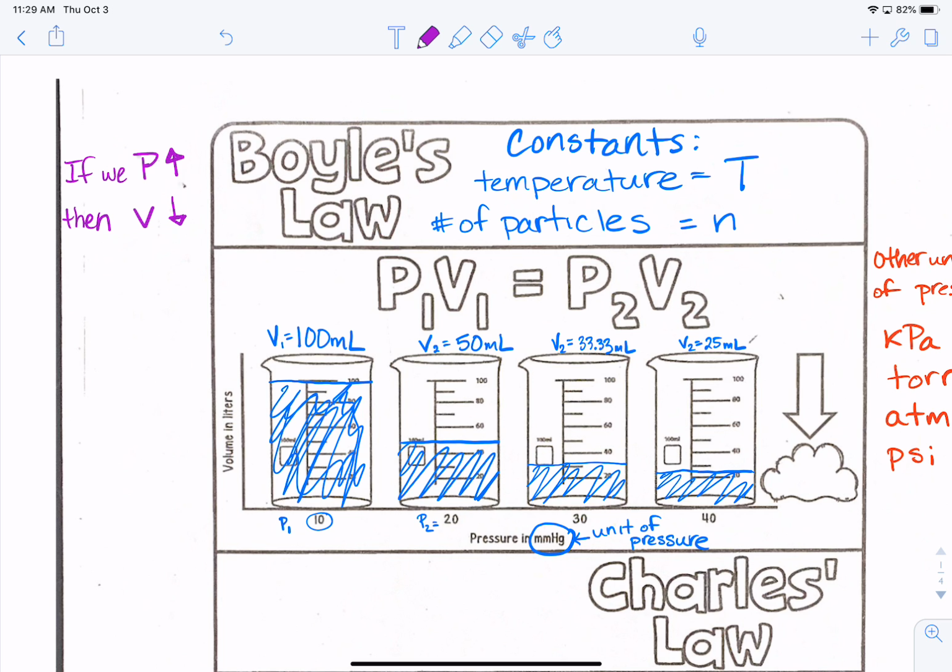This type of relationship, and notice I'm writing this in the left-hand side of the margin because that might be a nice place to write this because you have room. So if we see a pressure increase, then we see a volume decrease. Also, we could say vice versa as well. If we decreased pressure, we would have seen an increase in volume. This relationship is called an inverse relationship.